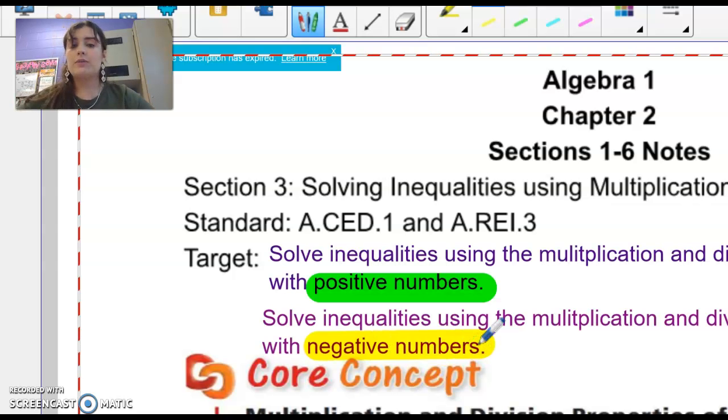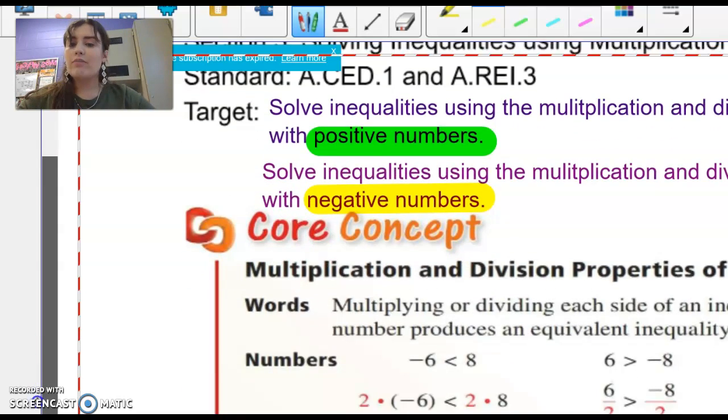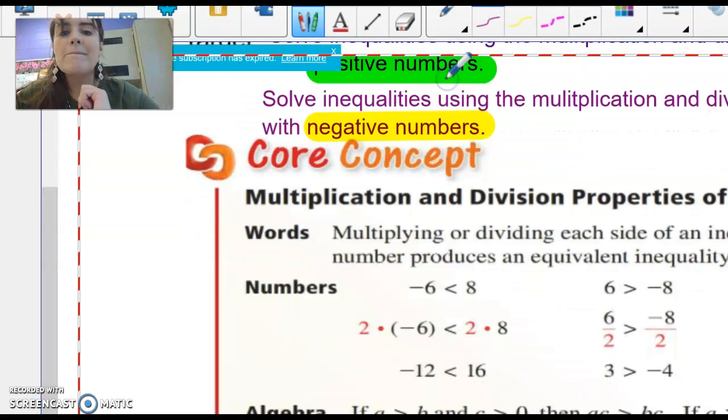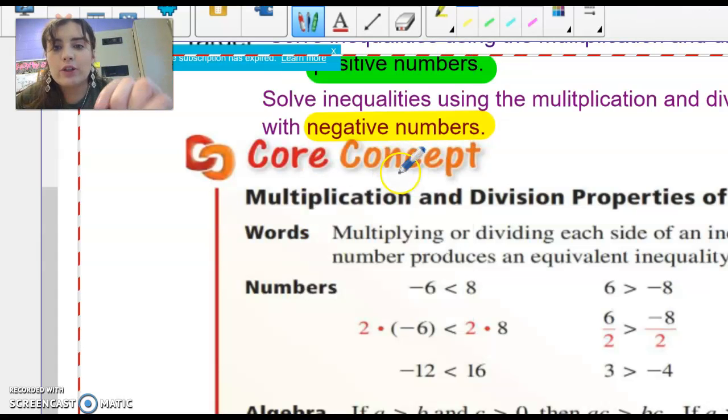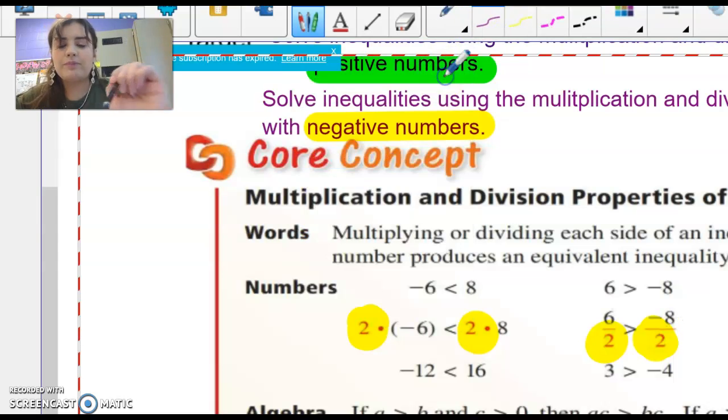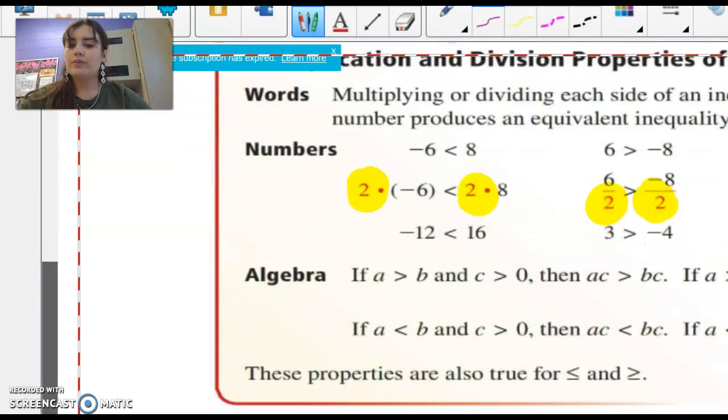There is a difference. So when we have positive numbers down here at our core concept, we are learning that if you multiply and divide each side by the same positive number, it produces an equivalent inequality. So this is just like our addition and subtraction. With positive numbers, we don't do anything fancy. We just get our equivalent inequality and solve.